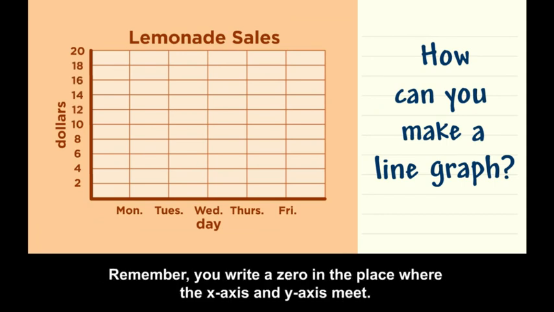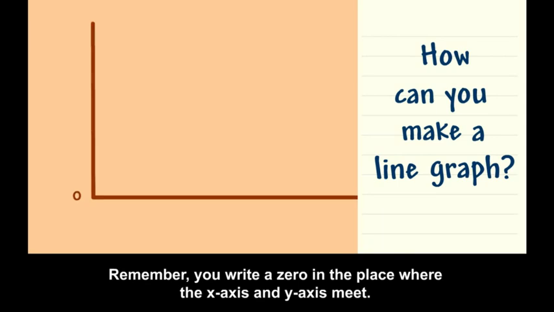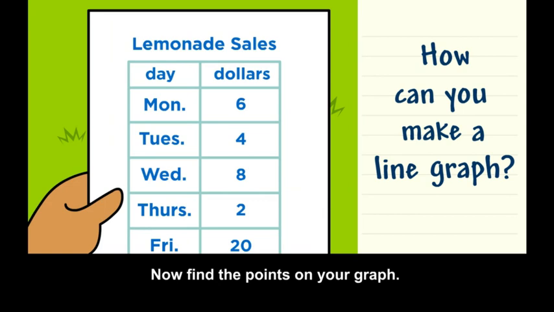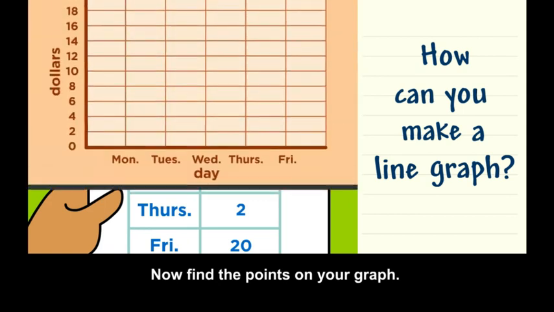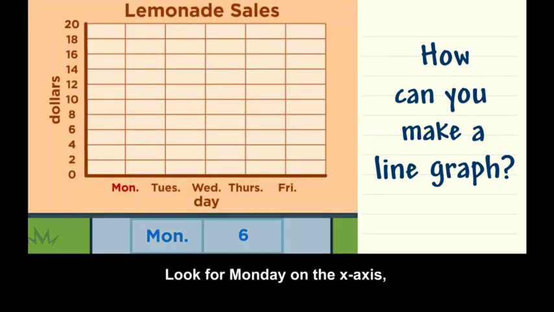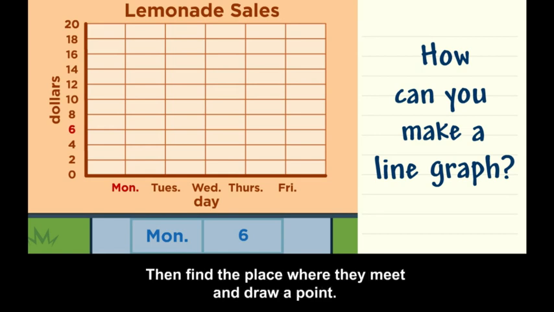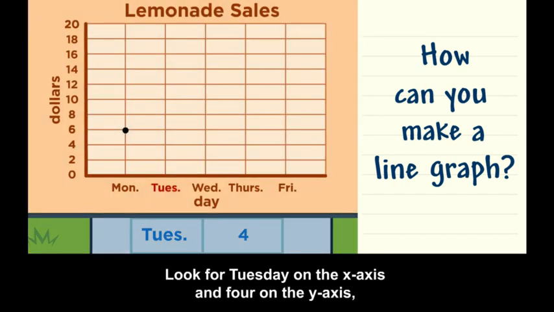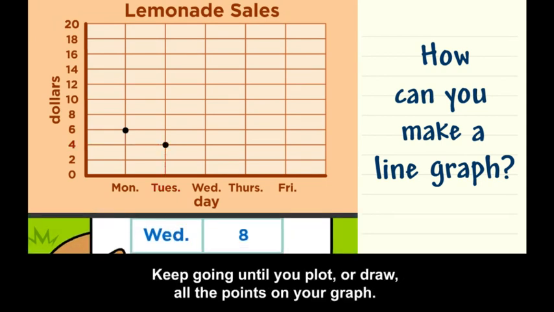Remember, you write a 0 in the place where the x-axis and y-axis meet. Do not write the 0 above it. Now find the points on your graph. On Monday, you earned $6. Look for Monday on the x-axis and look for 6 on the y-axis. Then find a place where they meet and draw a point. On Tuesday, you earned $4. Look for Tuesday on the x-axis and 4 on the y-axis and find where they meet. Keep going until you plot or draw all the points on your graph.